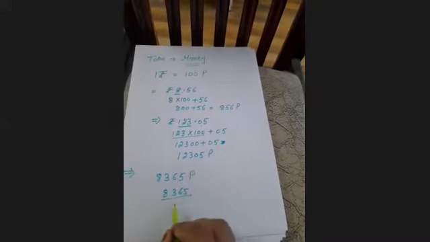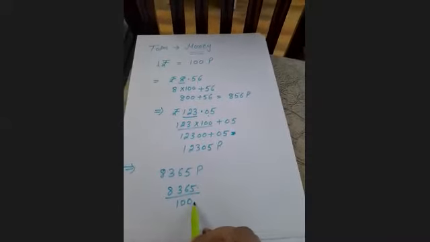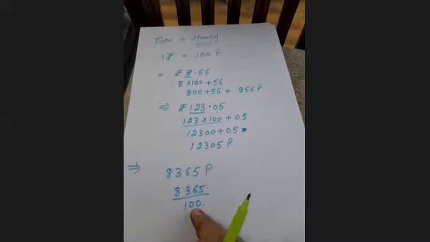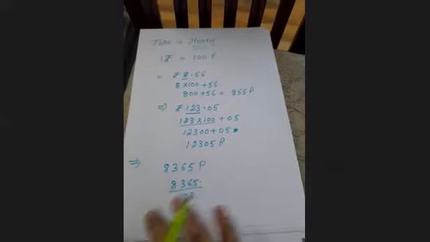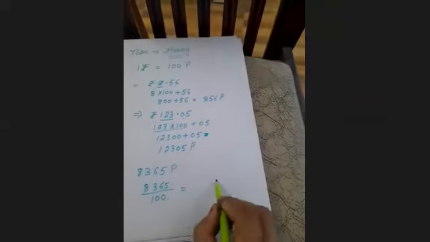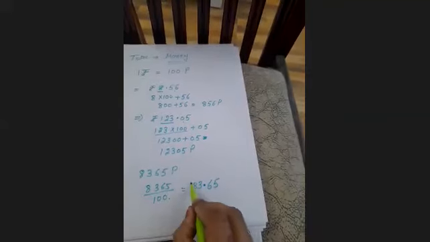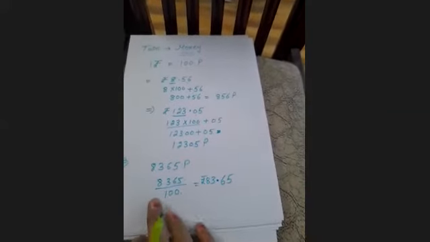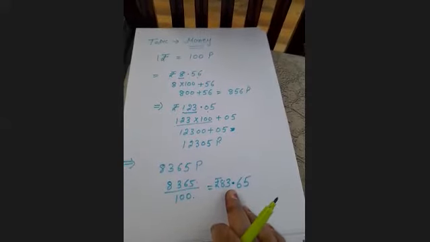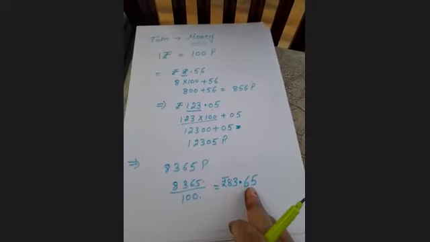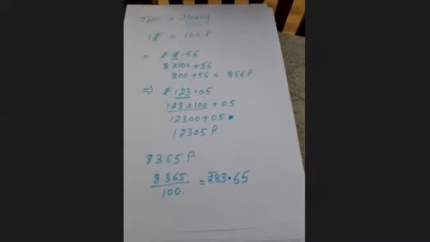So divide 8,365 by 100. Now this is the numerator and this is the denominator. In the denominator we have 2 zeros. So put the decimal point after two digits from the right-hand side. 5, 6. Now put the point here. 3, 8. So in 8,365 paise, we have 83.65 rupees. It means 83 rupees and 65 paise.